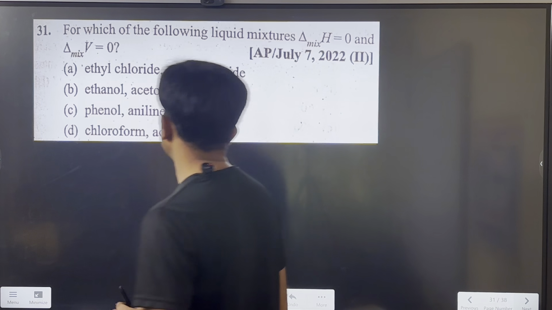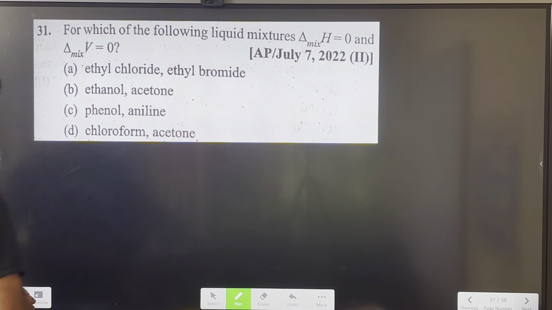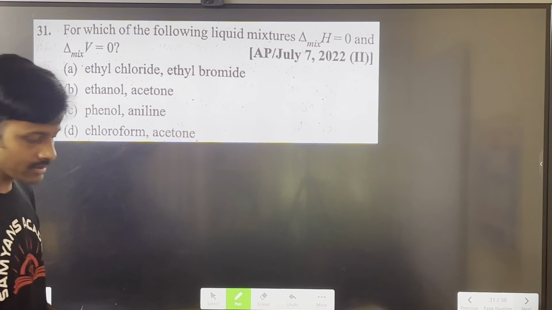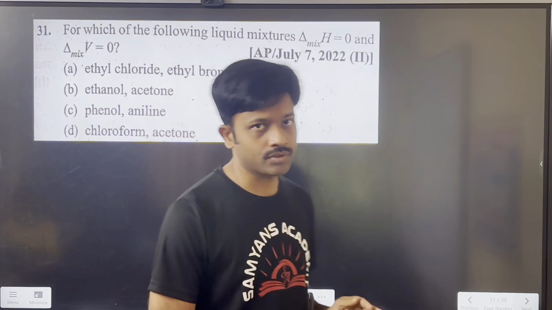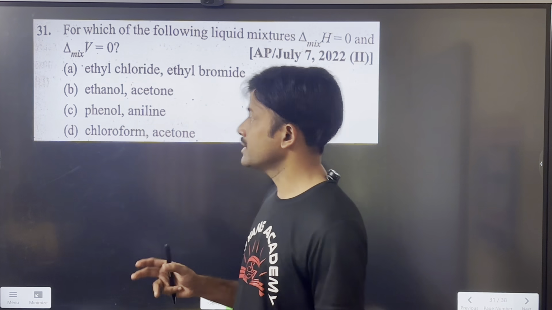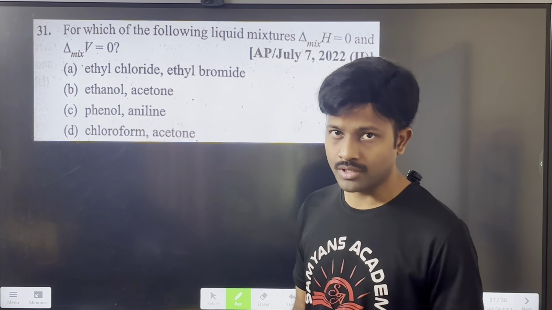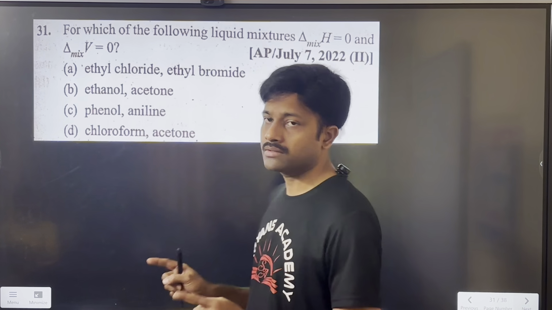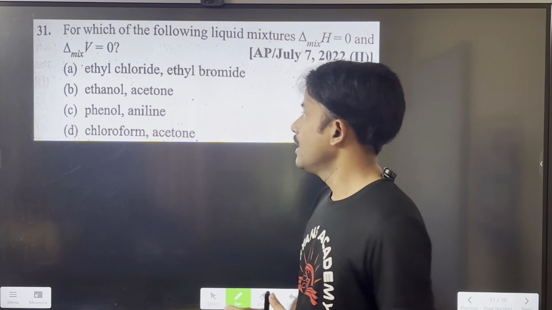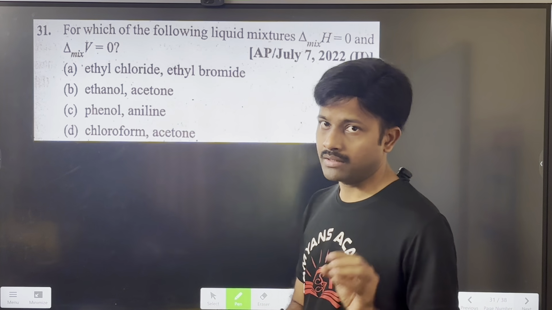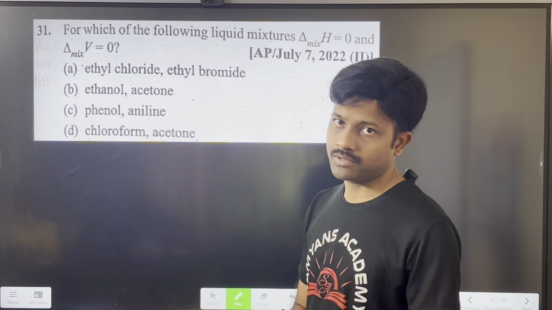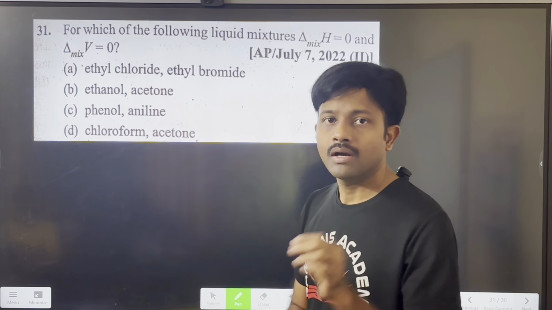For which of the following liquid mixtures is the change in enthalpy of mixing 0 and the change in volume 0? Okay, this is the ideal solution. To get this, first you need to find which are similar in nature and have similar functional groups, and that one acts as an ideal solution. This is a technique to find out the ideal solution.